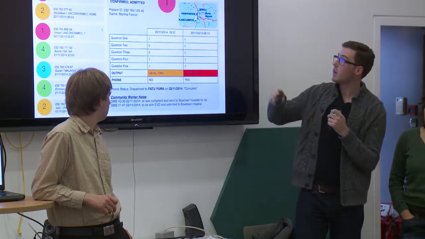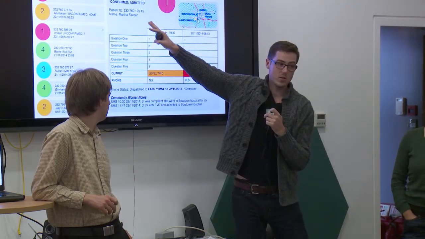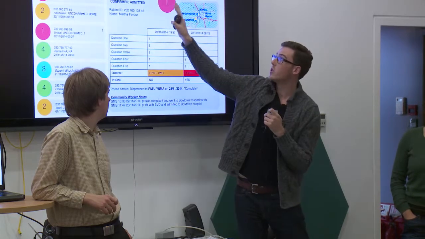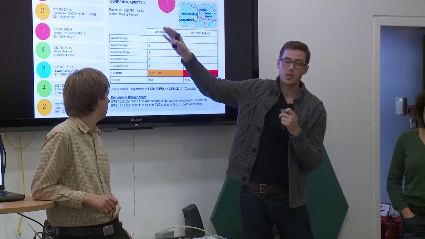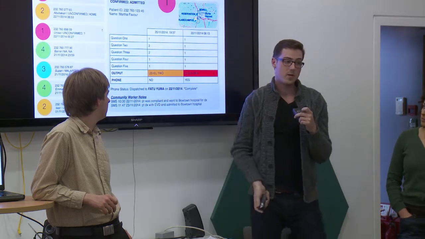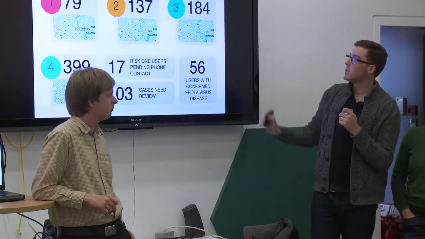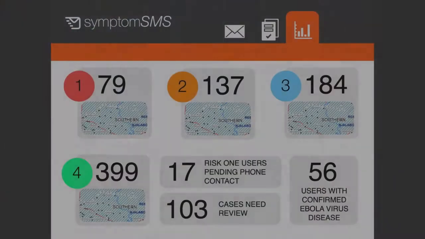So that's a general view, and we can sort this by risk level. So you can look at all the risk 1 patients. You can sort it by community worker, which community worker has which cases, phone status, who needs a phone call but hasn't been called yet. And so this is our high-level dashboard roll-up of analytics.